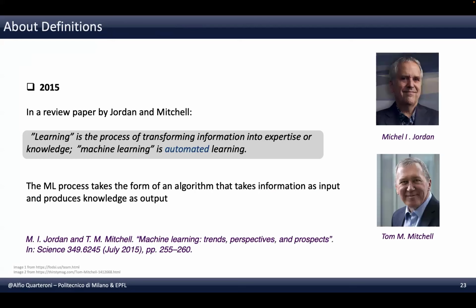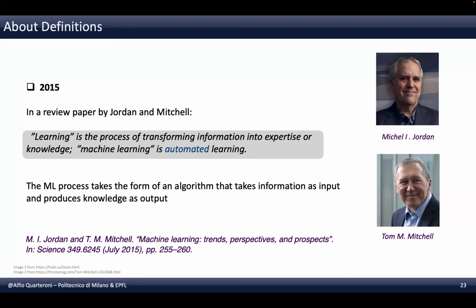Then I'd like to give the last one, the one that is probably the deepest in my understanding. These two guys are two professors in Berkeley, two statisticians, actually. Michael Jordan, it's the same name as the famous basketball player, but he's a mathematician, and Tom Mitchell. And they say learning is the process of transforming information into expertise or knowledge. So you have information and you have to derive knowledge. And machine learning is automated learning. So it's an automated way to go from data, from information, into knowledge.